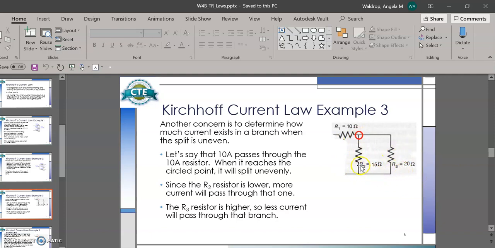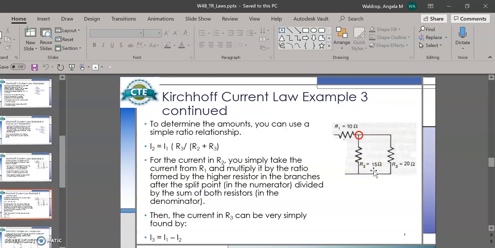Now, looking at this picture here, you should be able to see which resistor is going to get more current. Basically, the lower resistance is going to allow more current to pass through. So most of the current's going to go through the lower resistor and some of it's going to go through the 20 ohm resistor, okay? So remember, branches that have smaller resistance values are going to have more current because it's resisting less, okay?